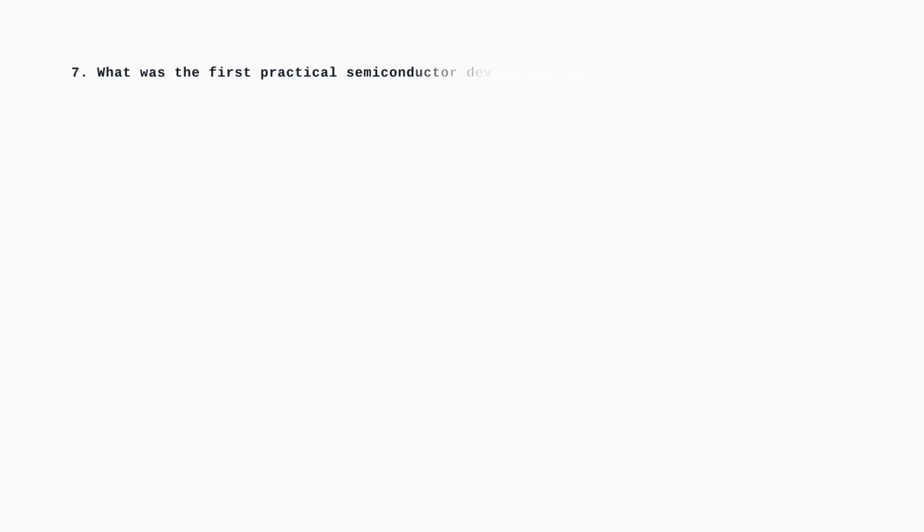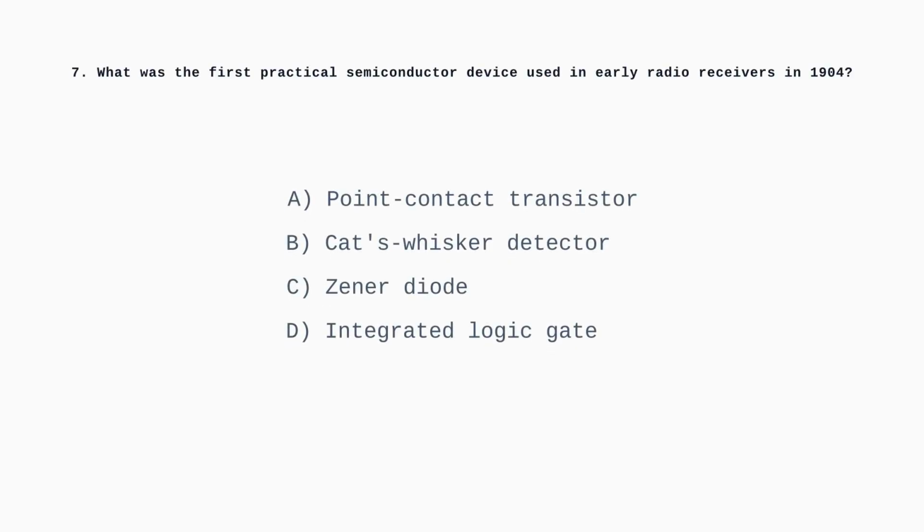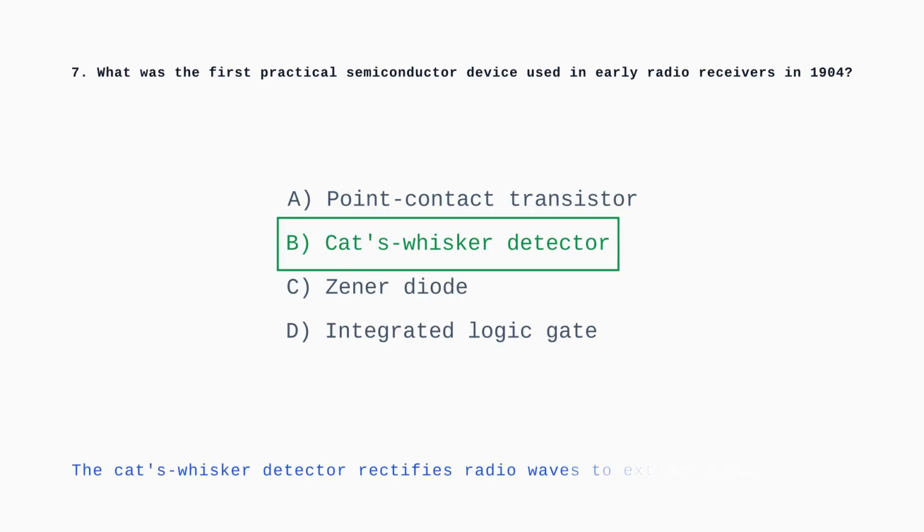levels. Question 7. What was the first practical semiconductor device used in early radio receivers in 1904? The Cat's whisker crystal detector, developed in 1904, served as a primitive semiconductor diode for demodulating early wireless radio signals.